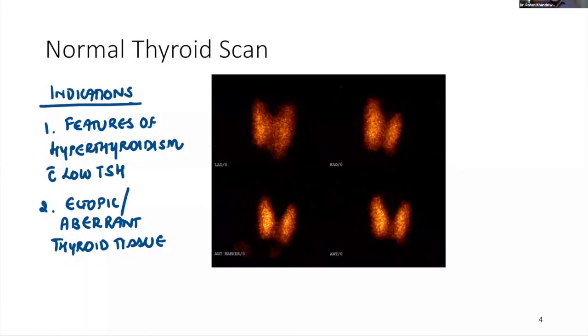The indications for a thyroid scan are when there are features of hyperthyroidism with low TSH, or you have ectopic or aberrant thyroid tissue. That is the other indication for a thyroid scan. This is a normal thyroid scan.